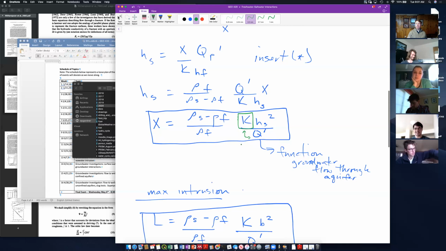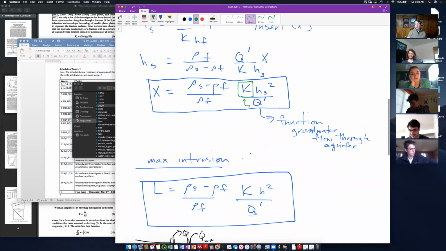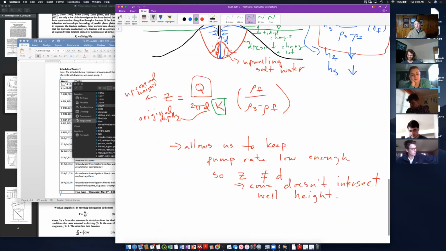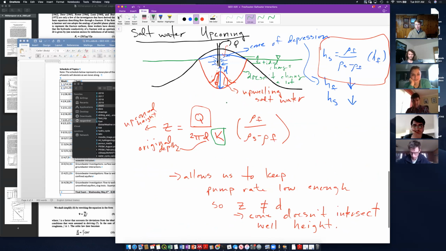So in general, let's consider our upconing equation here. The higher my hydraulic conductivity, the lower my upconing height will be. So in general, a higher K is better. But in particular, it's the relationship between Q and K that we're interested in.